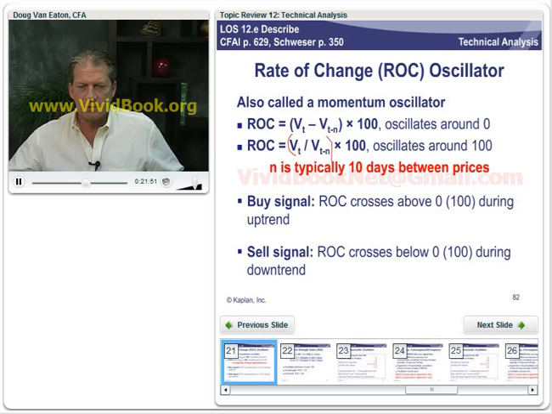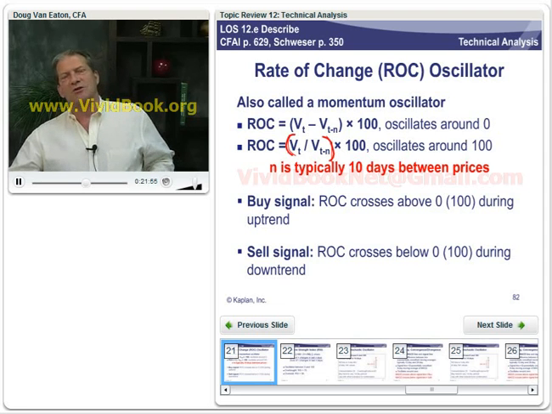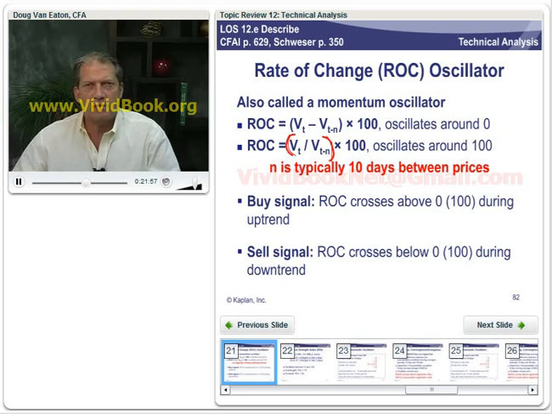Feel better about it. There we go. That's a little easier to do. So if that's less than 1, we're going to be below 100. And if it's greater than 1, we're going to be above 100.